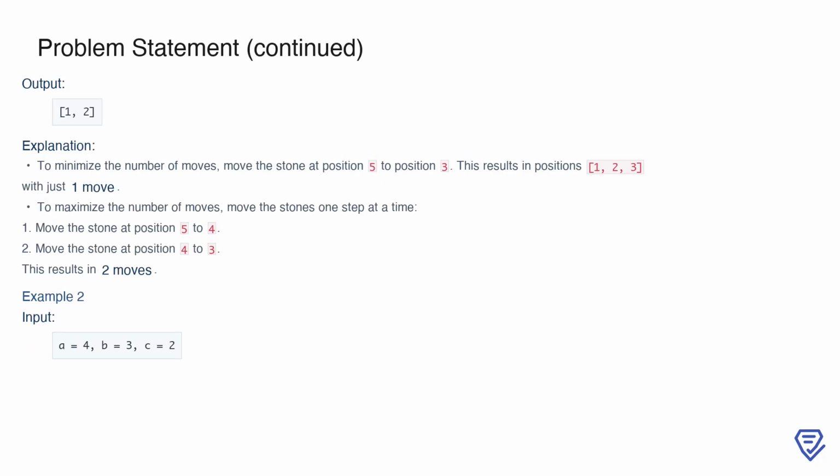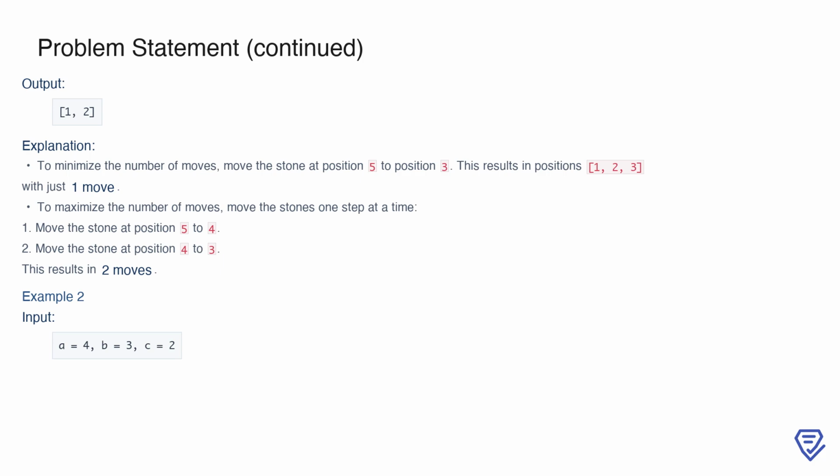Imagine the input positions are a equals 1, b equals 2, and c equals 5. The output for this case would be 1, 2. Here's why. To minimize the number of moves, we can take the stone at position 5 and move it directly to position 3. This results in the positions 1, 2, 3, which are consecutive, and it takes only one move.